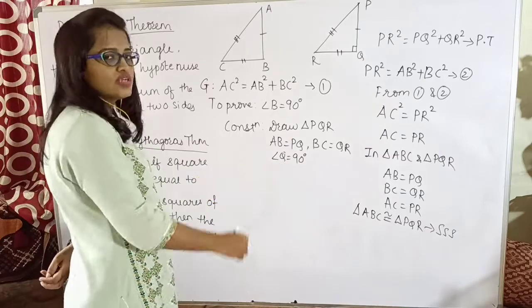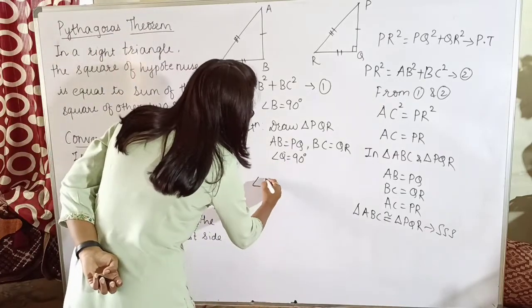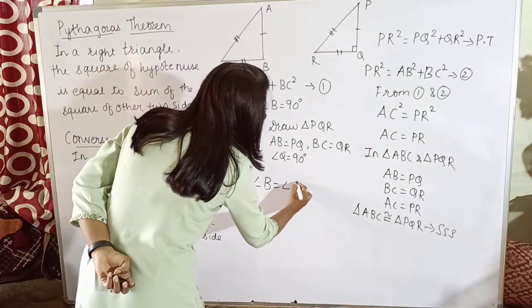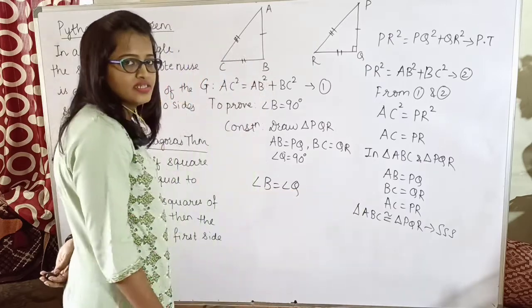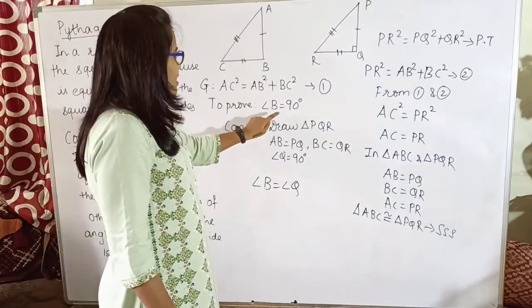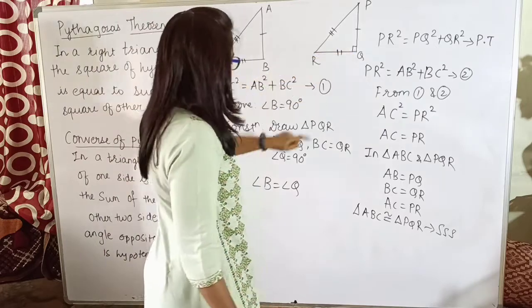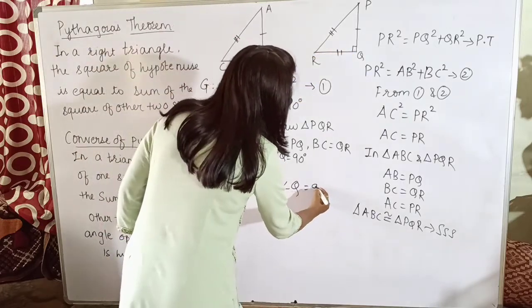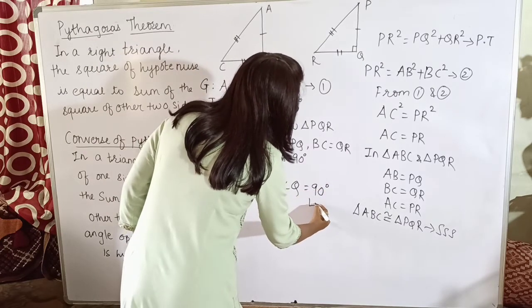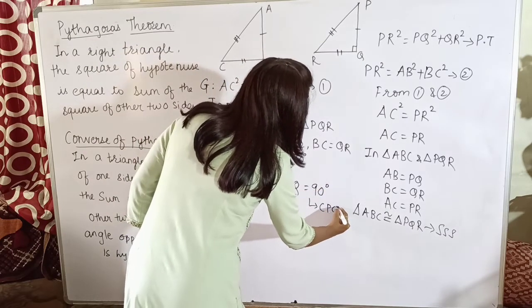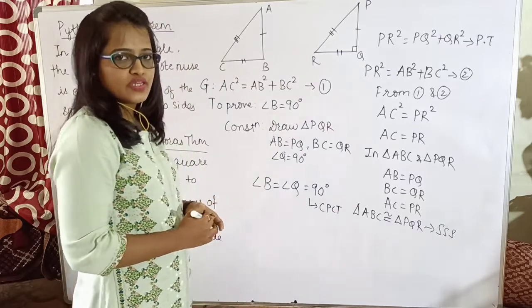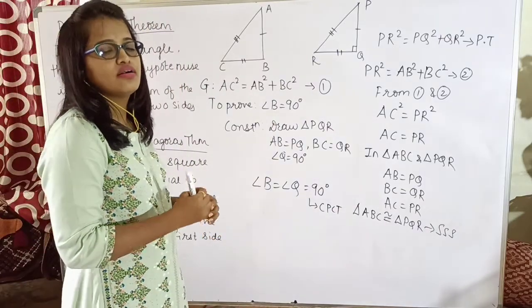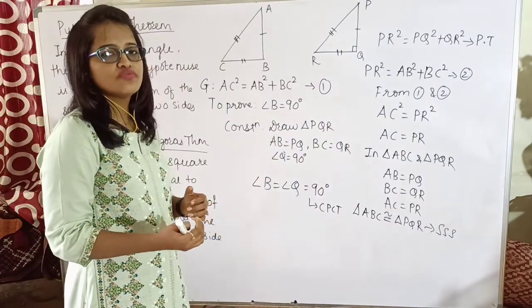And if the two triangles are congruent, what does that mean? Angle B is equal to angle Q by CPCT. But angle Q is what? Angle Q I have taken as 90 degrees, which means angle B is also equal to 90 degrees. Okay, so this was the converse of Pythagoras theorem, in which the square of one side was equal to the sum of the squares of the other two.